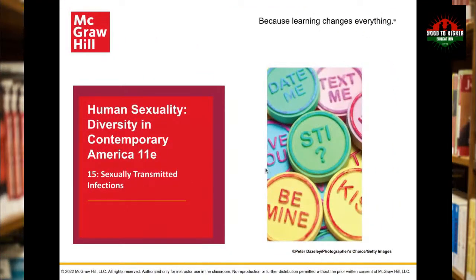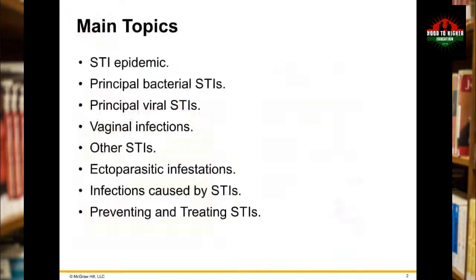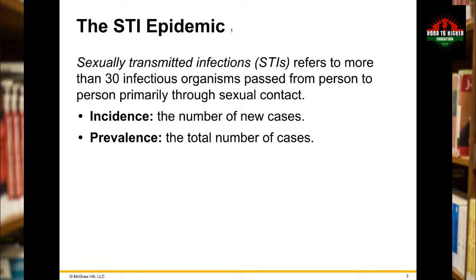Chapter 15, sexually transmitted infections. The main topics are the STI epidemic, the principal bacterial sexually transmitted infections, principal viral sexually transmitted infections, vaginal infections, other STIs, ectoparasitic infestations, infections caused by STIs, preventing and treating STIs. These are the main topics covered in this chapter.